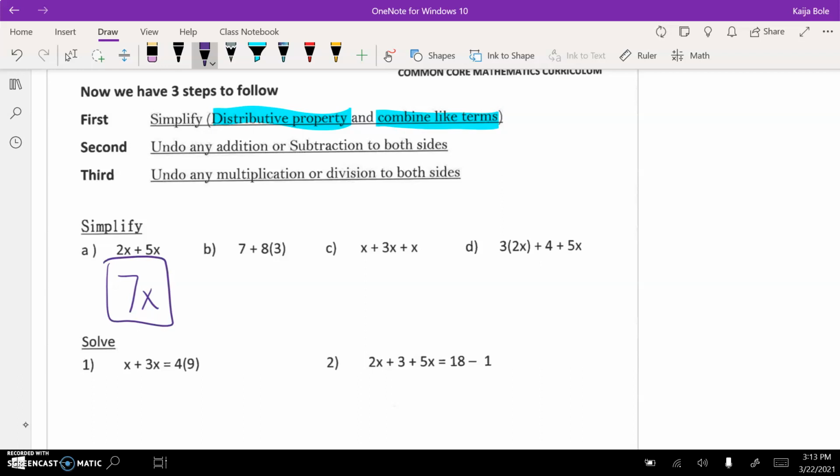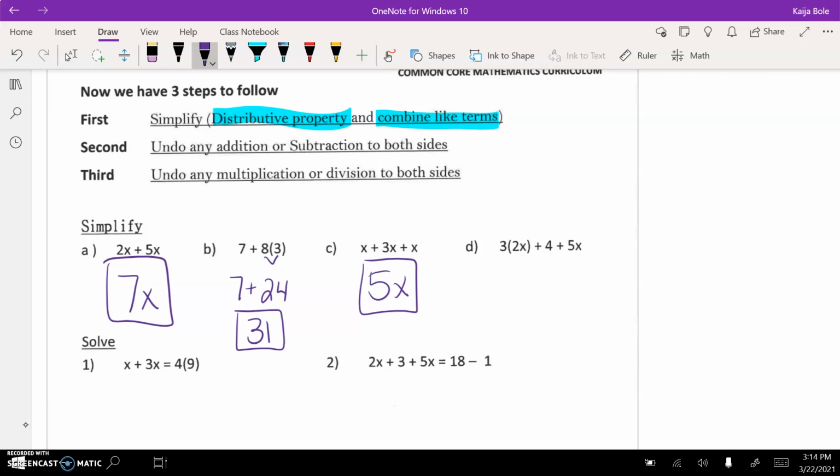Part B here, first I would need to multiply the 8 and the 3, which would give me 24. So I'm really looking at 7 plus 24, and 7 plus 24 is 31. Part C here, I have 1x, and I'm adding 3 more to that, so that would be 4x's, plus another one would be 5x.